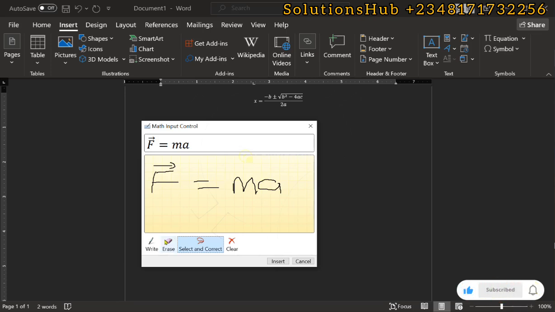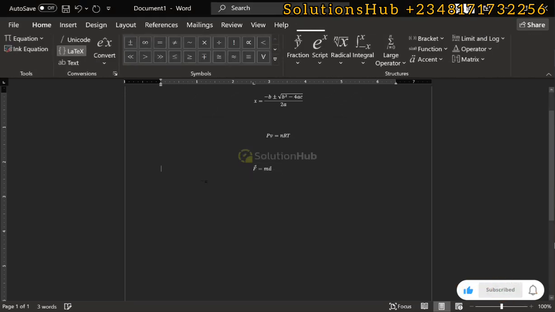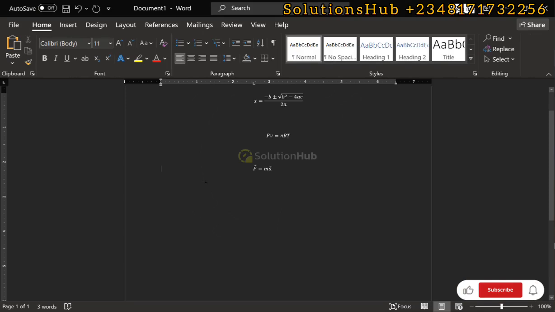Since it's the vector notation, we still have the vector component here. So we just insert that. So these are a few mathematical equations that we have written using the ink equation in Word.